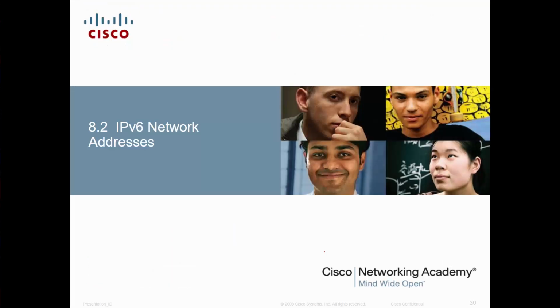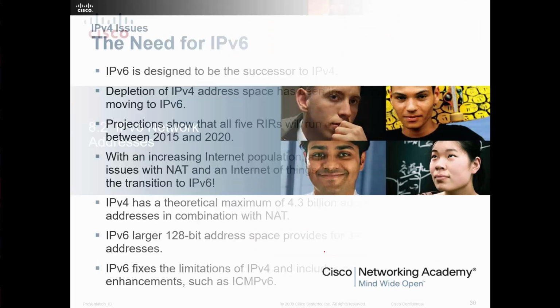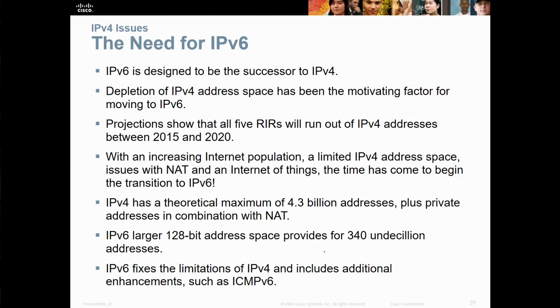Now let's go ahead and hop over to IP version 6. First of all, IPv6 is a successor to IPv4. With the depletion of IPv4 addresses, there's been a huge push to IPv6. We're looking at running completely out of IPv4 addresses between 2015 and 2020. With the increasing popularity of the internet, our limited address space, as well as issues with NAT, is helping push IPv6.